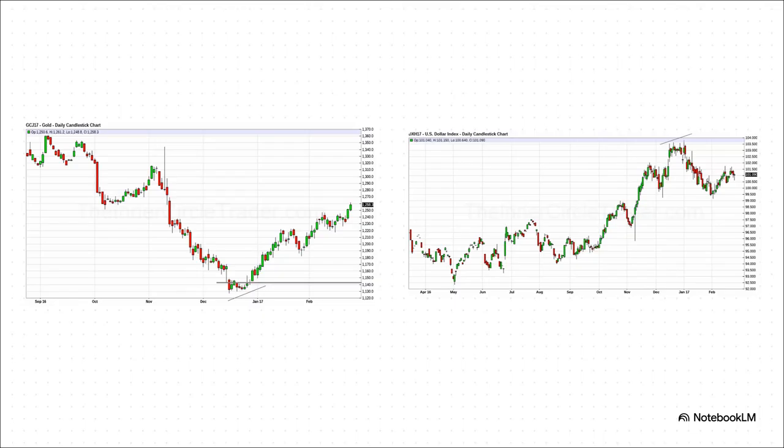Now, look really closely at these two charts. On the right, the dollar index is making a distinct higher high. But look what happens at the exact same time. Gold, on the left, fails to make a lower low. Think about that. The dollar is showing strength, but gold is flat out refusing to go down with it. That is a massive, massive clue that there's underlying strength in gold.